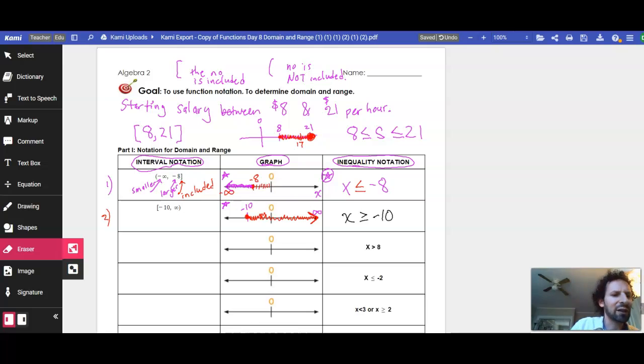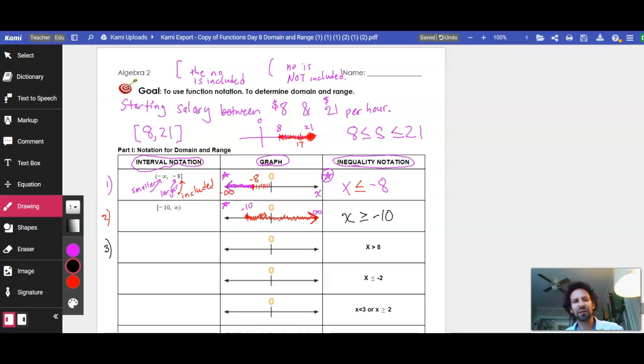Let's take a look at number 3. Some of these are going to be a little more advanced than the course that we're taking, but let's take a look at number 3. For number 3, we have x is greater than 8. Notice this is the given inequality here. We're going to be creating a graph and writing that same inequality in interval notation.